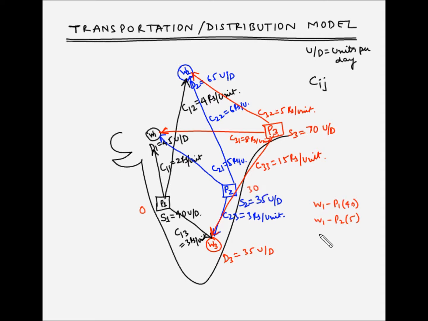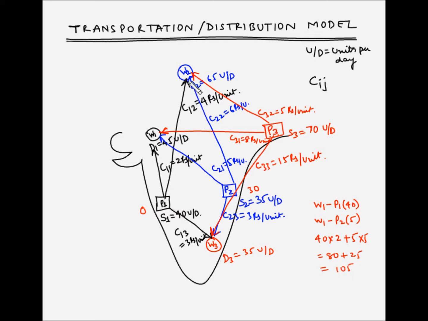Now the total cost for transporting this material from P1 and P2 to W1 is 40 multiplied by 2, because 40 units we shipped at rupees 2 per unit to W1, plus 5 from P2 multiplied by 5. 5 is the transportation cost, 5 rupees per unit. So this becomes 80 plus 25, which is equal to 105.